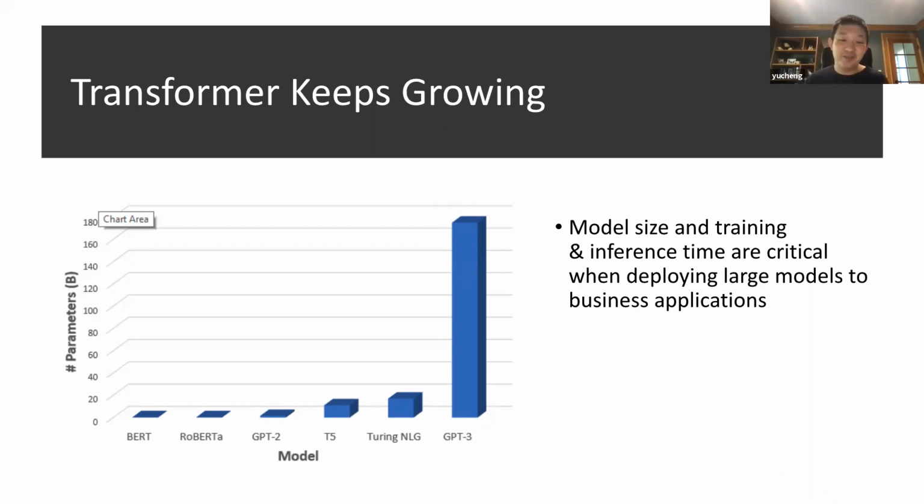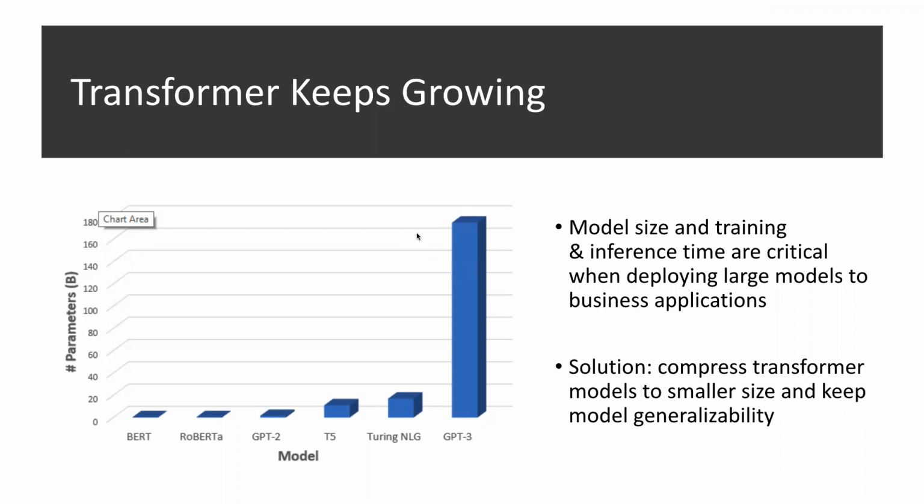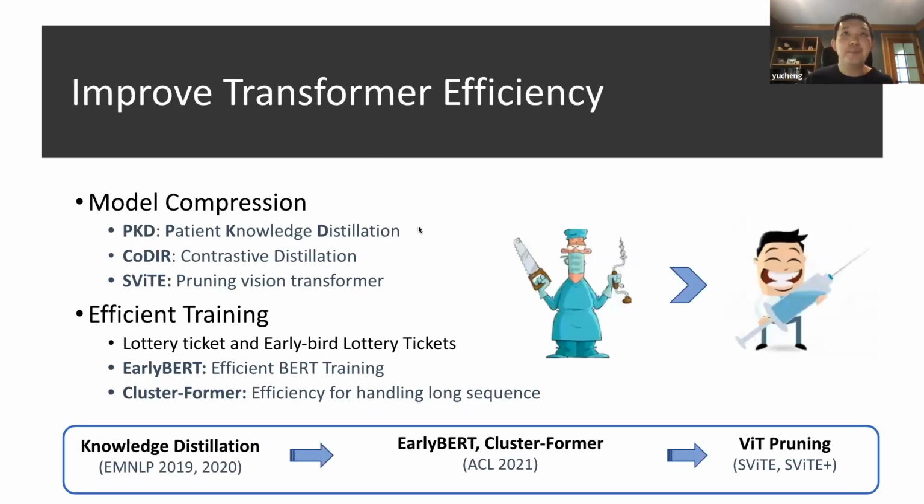So that's our motivation: how can we achieve an efficient model that still keeps good performance? One very straightforward way is model compression, right? To compress the transformer models to a smaller size while keeping almost the same performance. We started this problem maybe two years ago, from 2019, after BERT appeared. The first thing we tried for model compression was knowledge distillation, which is a very straightforward way to compress models. And we have tried something like patient knowledge distillation and contrastive distillation.